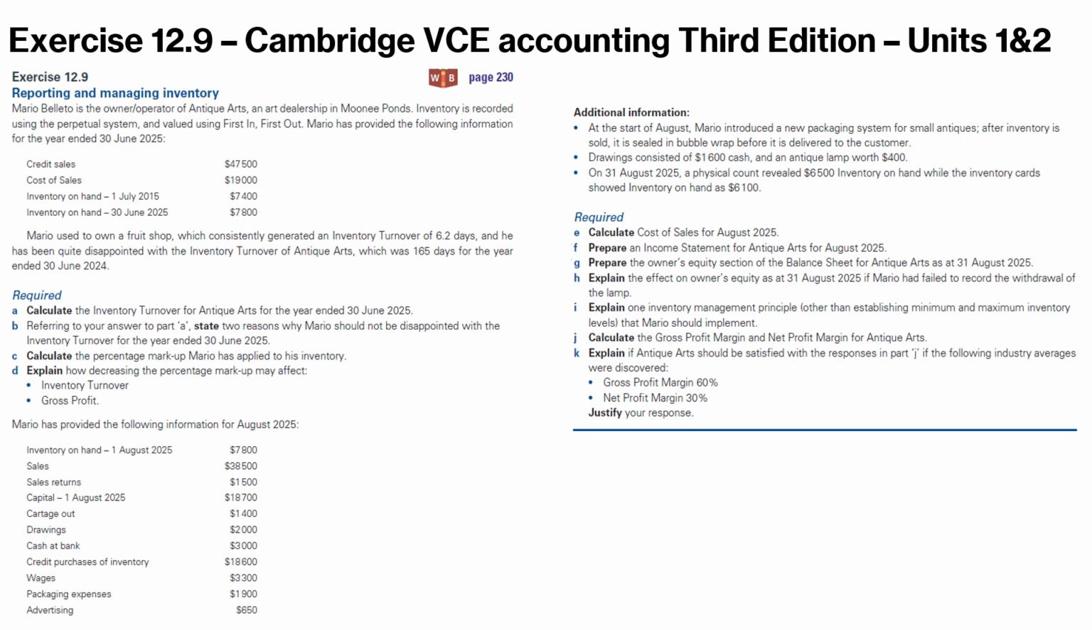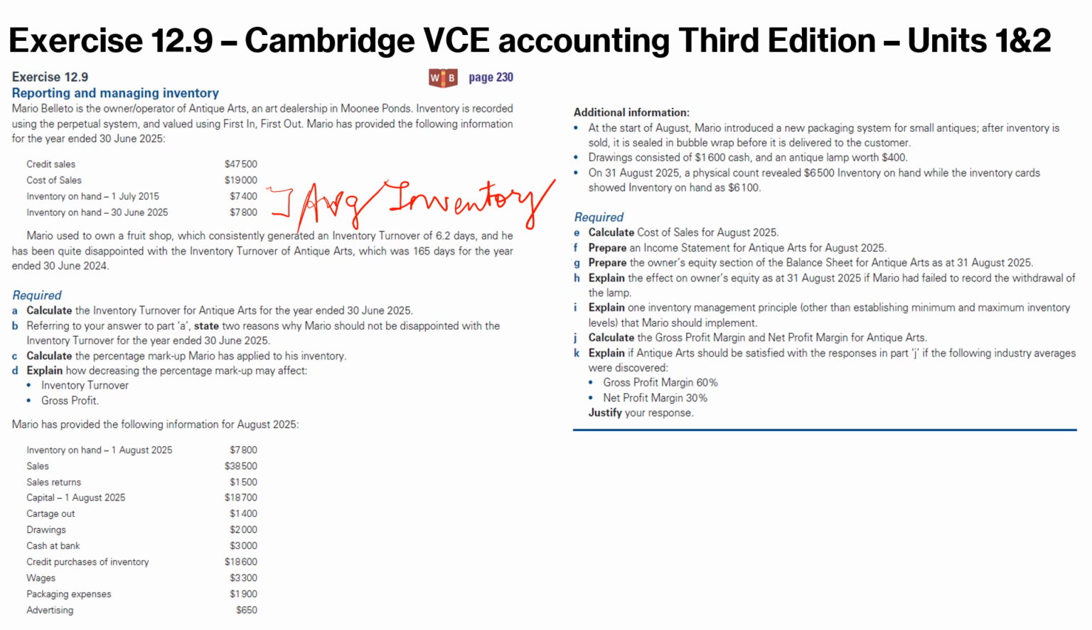So we have this information here about credit sales, cost of sales, inventory at the beginning and at the end. This is definitely going to be important when we come to calculating the average inventory. Now we're going to have a couple of questions, like we always have after some information is given to us. This is quite a long question.